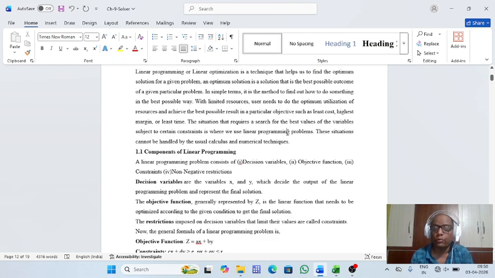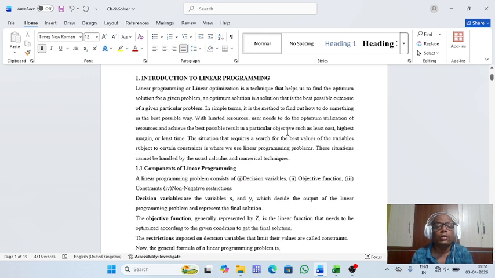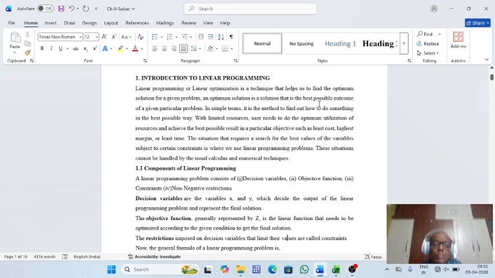Before going for Solver we have to know that it is related to linear programming, and thus you should know what exactly linear programming is. Linear programming or linear optimization is a technique that helps us to find out the optimum solution for a given problem. An optimal solution is the best possible outcome of a given particular problem.